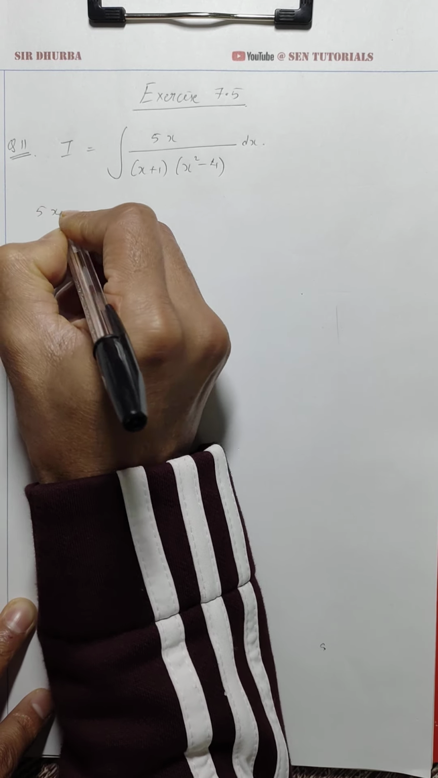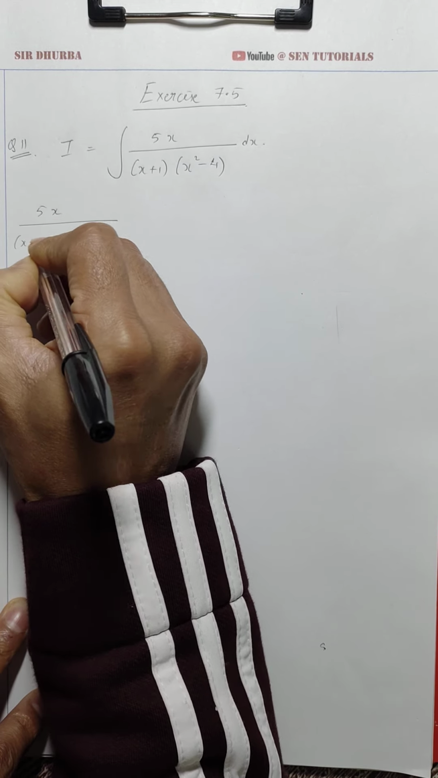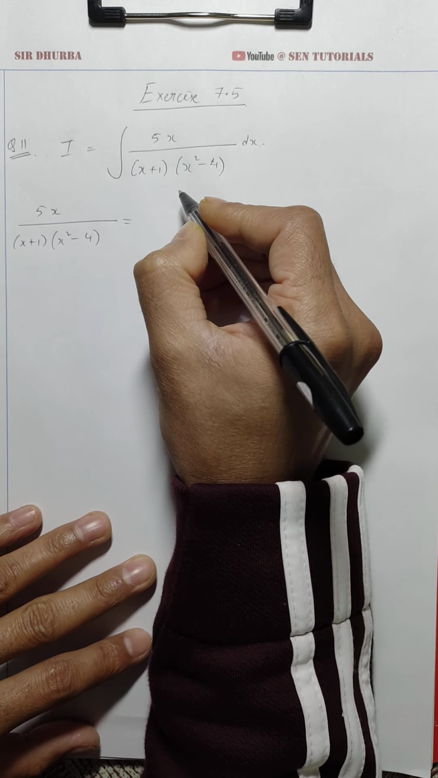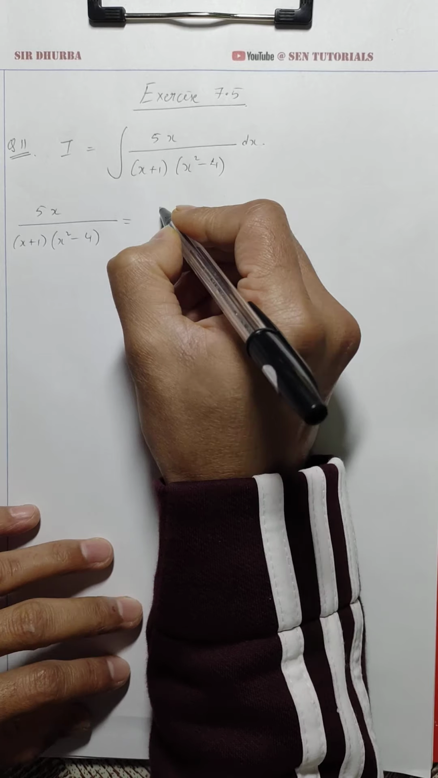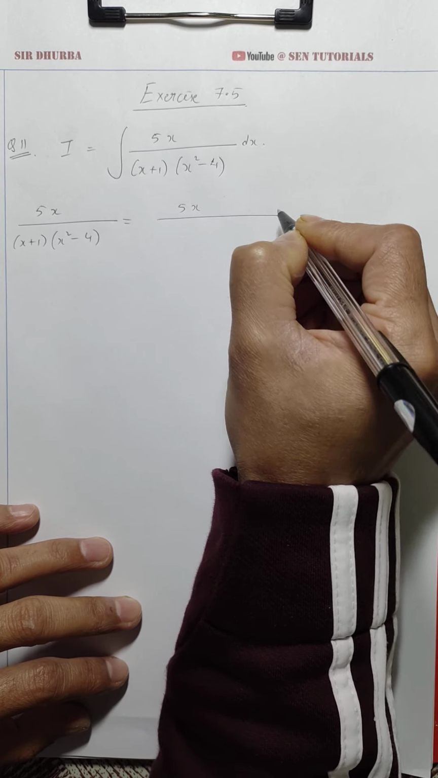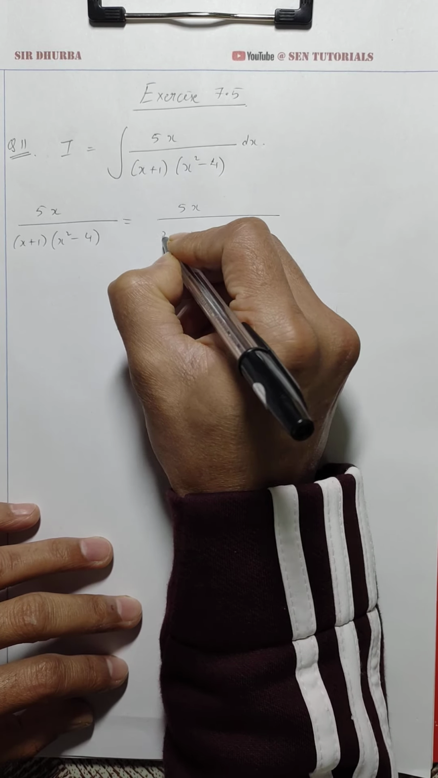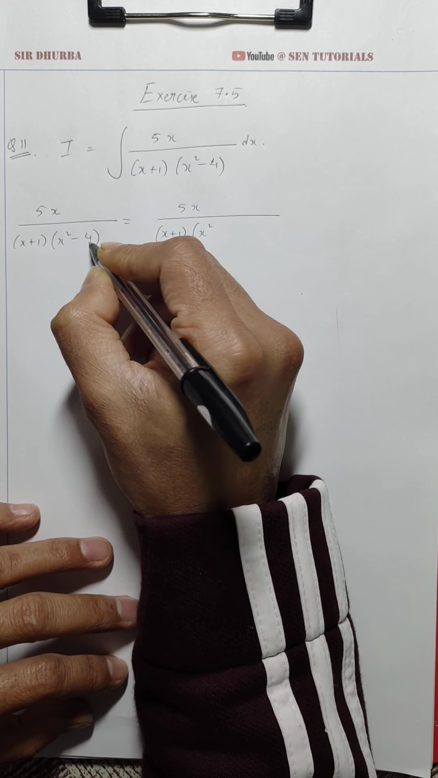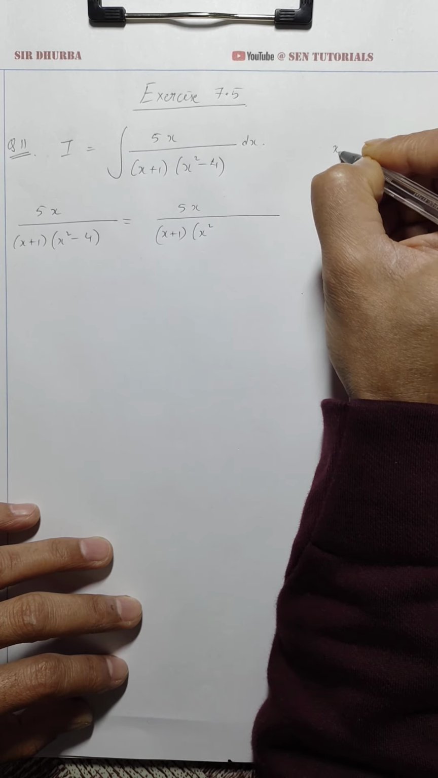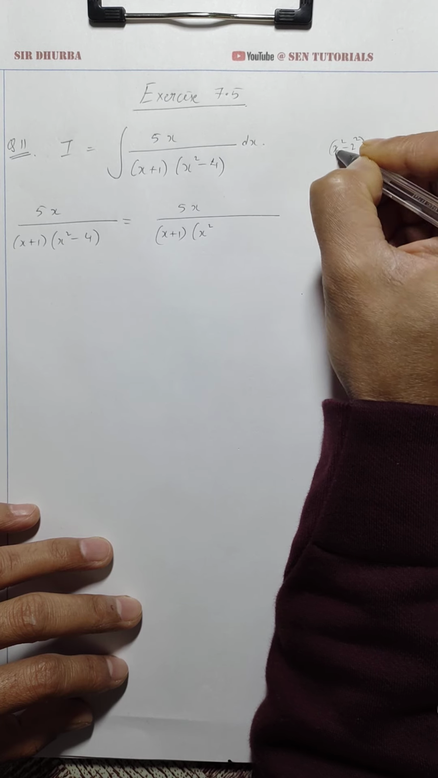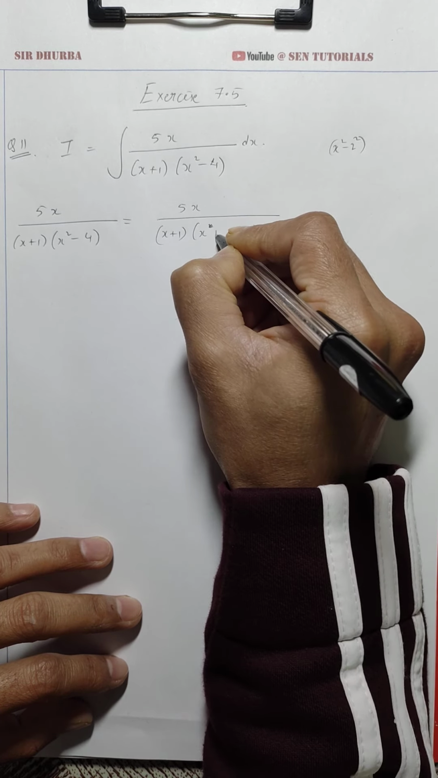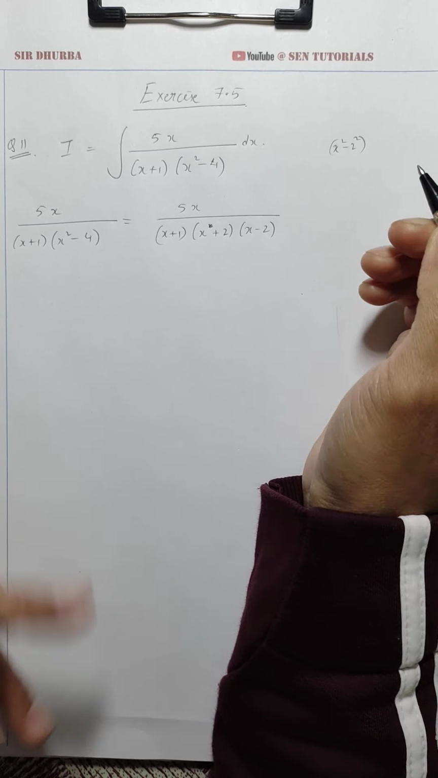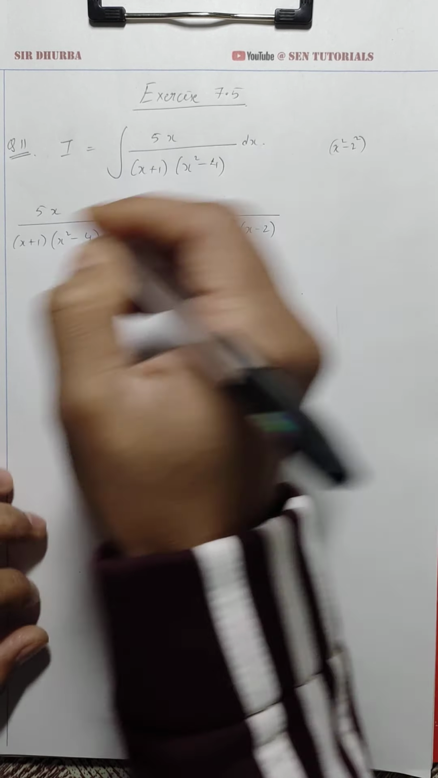Let's first take out this function (x plus 1)(x square minus 4). So this can be written as 5x over (x plus 1), and x square minus 4 is x square minus 2 square. So that's a square minus b square, so that can be just written as (a plus b) into (a minus b). So now we shall solve this.